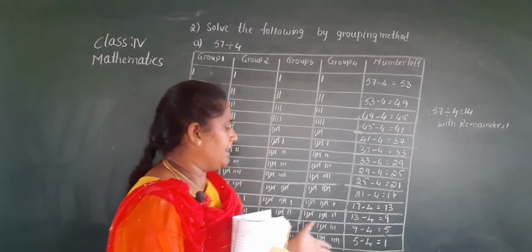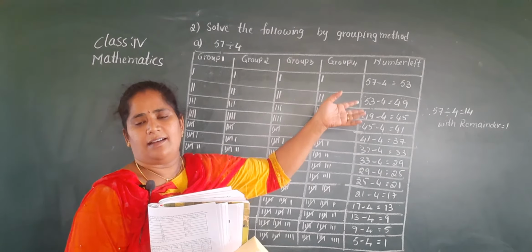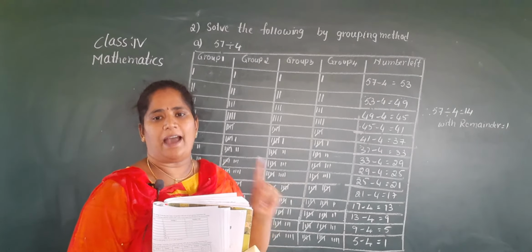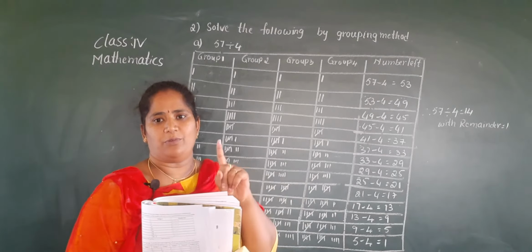The number 8 is distributed to how many groups? Only 6. So you have to write group 1, group 2, group 3, group 4, group 5, group 6 and the number left finally. Distribute 1, 1, 1, 1. 6 is there. Then remaining is 8 minus 6 is 2. So each group has only 1. That means 8 divided by 6 equals 1 with remainder 2.